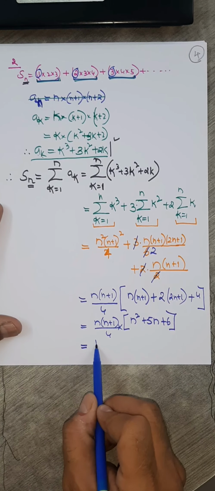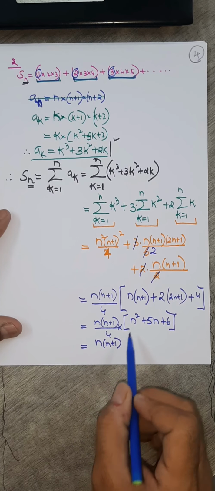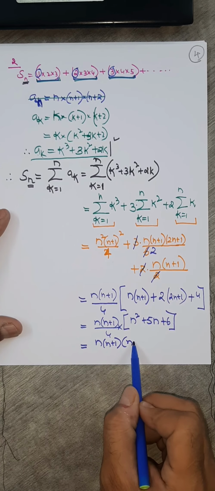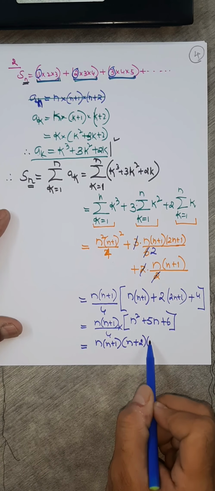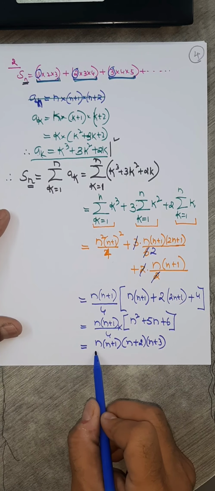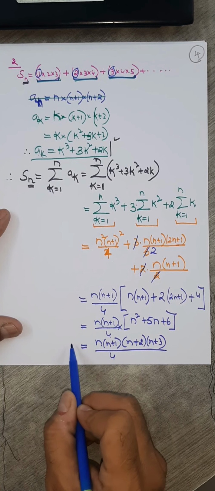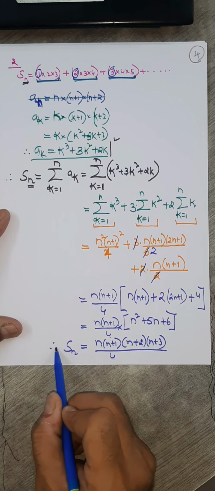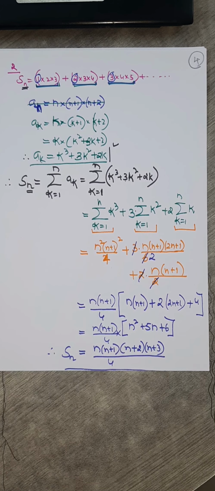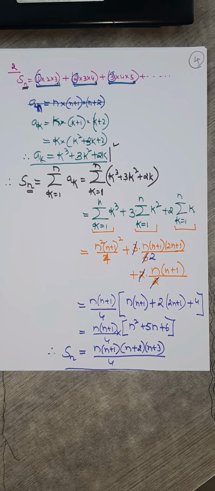Otherwise, one more step if you want. You can see that this is a very well known quadratic expression. It has 2 factors, n plus 2 and n plus 3 by 4. That's the required sum of how many terms? N terms. Clear? The flow of the solution is very standard. Write the kth term, put the sigma, take the sigma inside and use the formula. This is the flow of the solution.